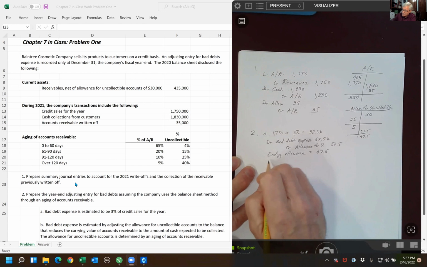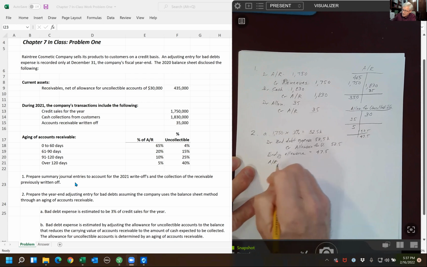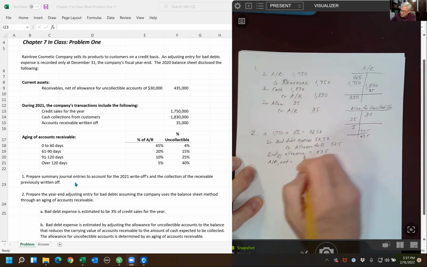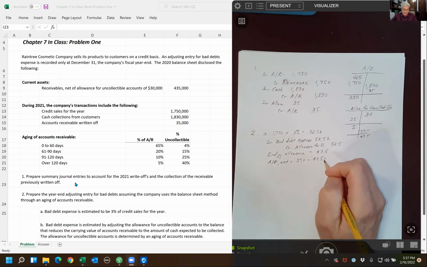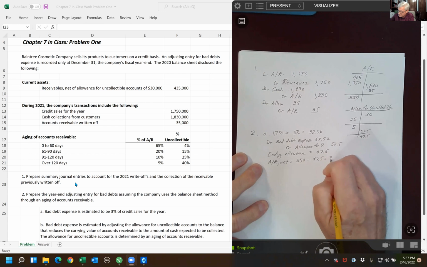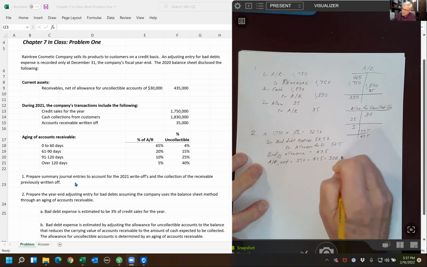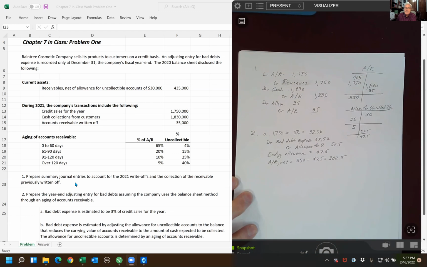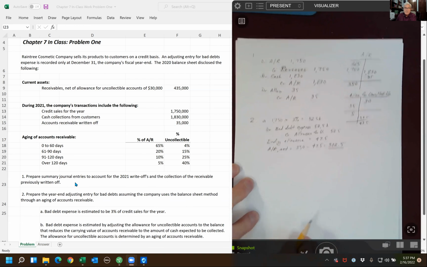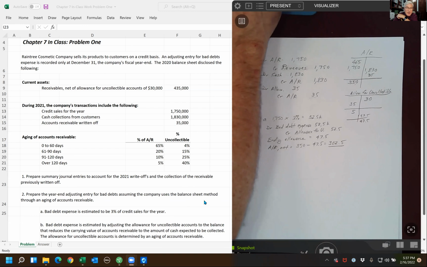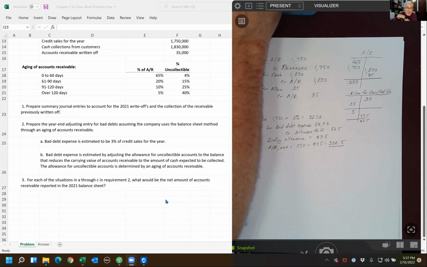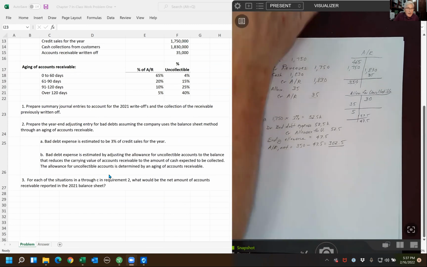What is my AR? Equals 350. This will be what will be on the balance sheet, minus 47.5, $302.5. That's what we'll see on the balance sheet for AR. Again, easy method, not really the allowed method, by the way, so that's a problem. And so next, we're going to look at number B here.